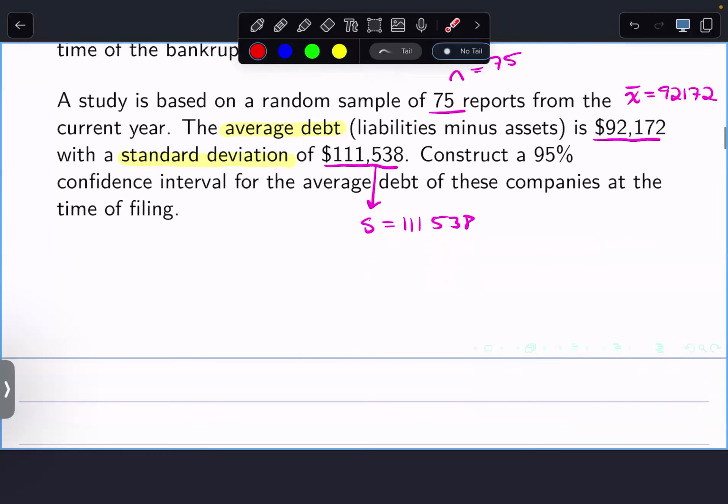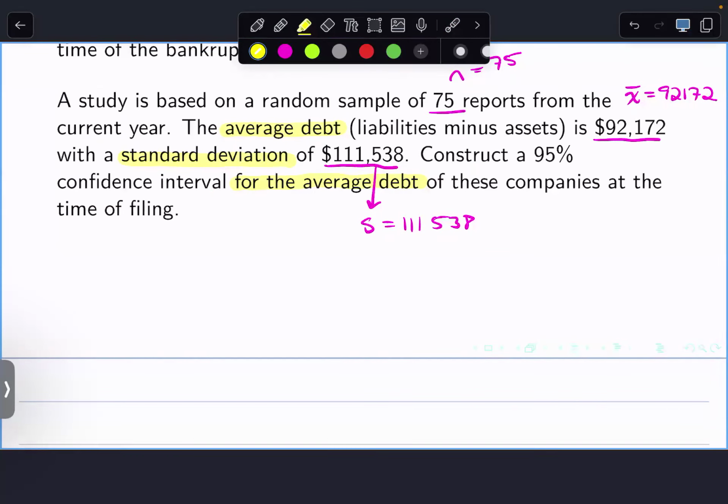The next clue, if those aren't obvious to you, which is totally fine, is that we want to construct a 95% confidence interval for the average debt, right? And so now the average is, of course, the mean. And so then I want to make a confidence interval for the mean, which means it has to be a means question.